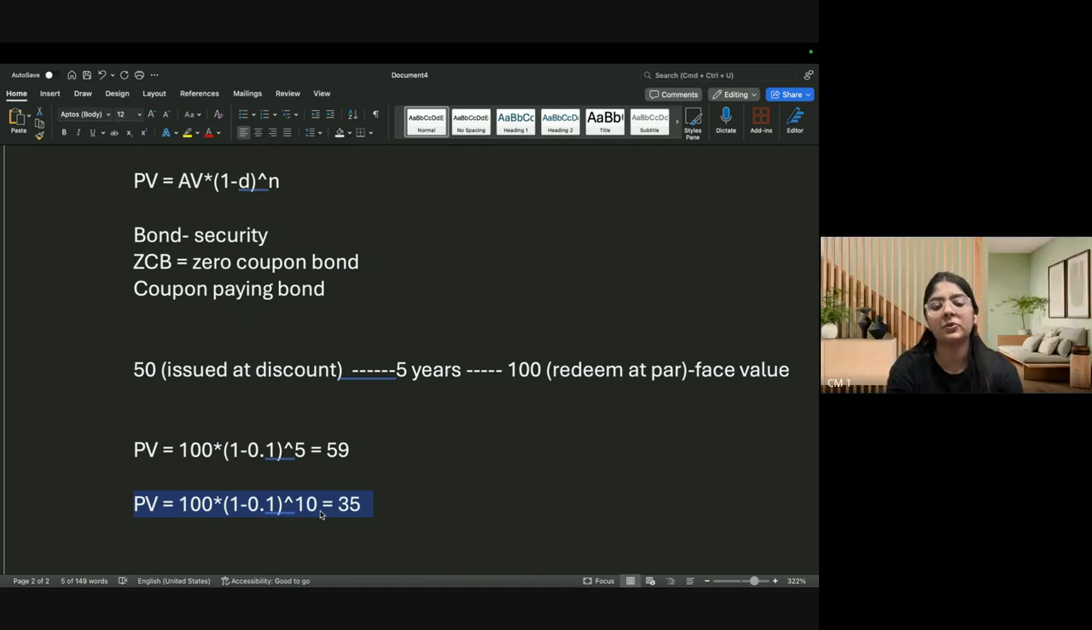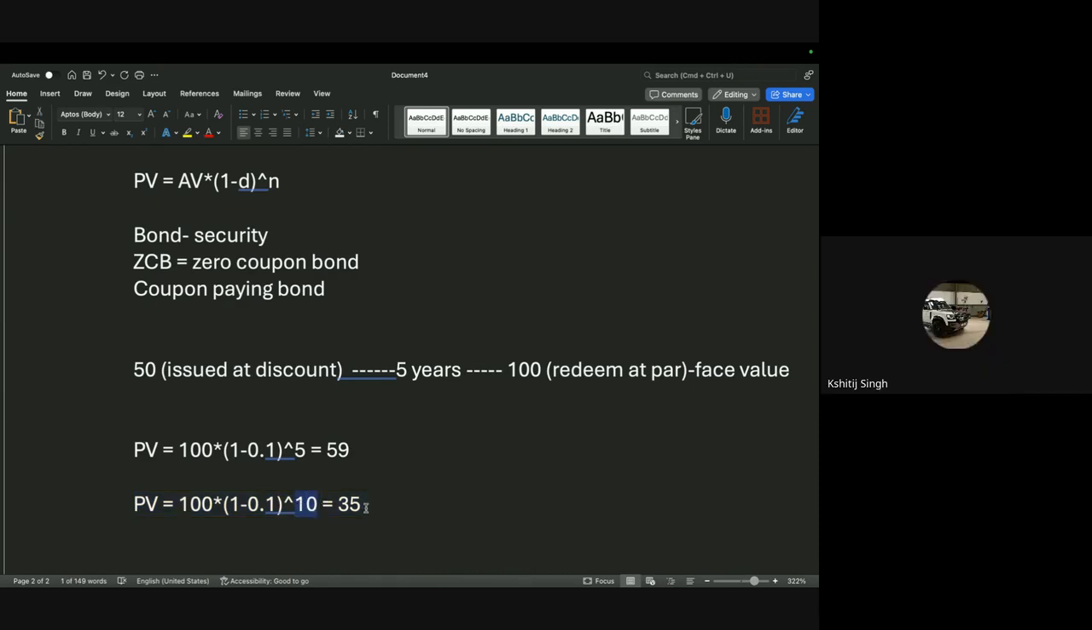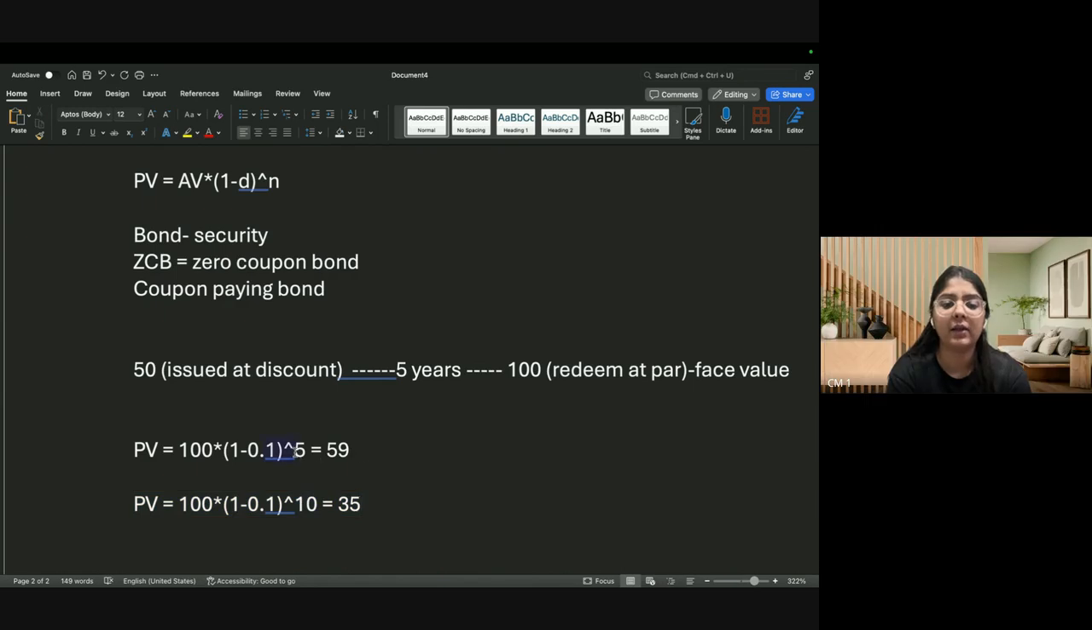Why did you expect this to be higher? Any logic or reason that you thought of? Something that went into your mind before thinking that, okay, this should be higher because the term is higher? You thought that? Yes, ma'am. And here, term is less, so the value should be less. But logically, if you think, you are giving them 50 rupees today and you are receiving 100 rupees after 5 years in one scenario, and you are receiving 100 rupees after 10 years in the other scenario. Which scenario would you prefer?